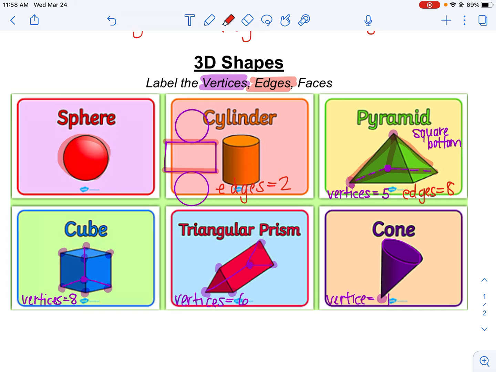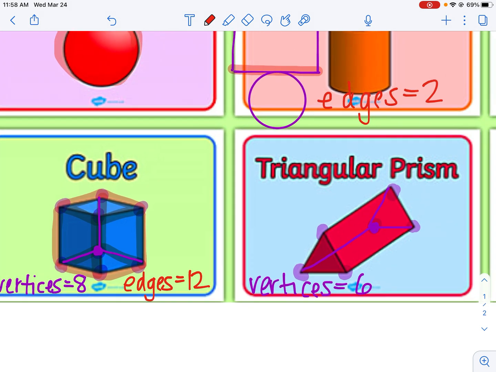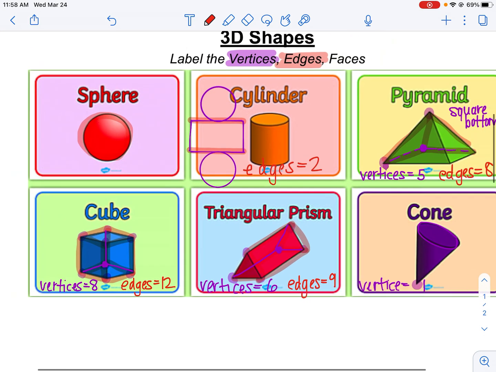Taking a look at the cube, we have 1, 2, 3, 4 going around the center, 4 going around the top, and 4 going around the bottom. So that means there are 12 edges on a cube. Triangular prism, same kind of concept. 3 on the front, 3 on the back, 1, 2, 3 around the middle. So there are 9 edges.